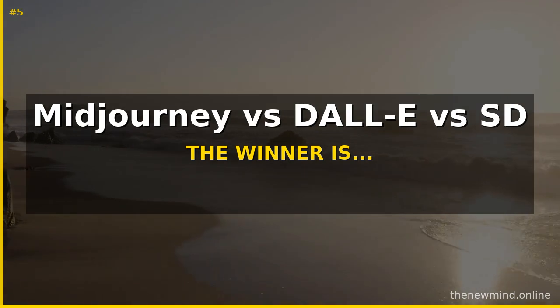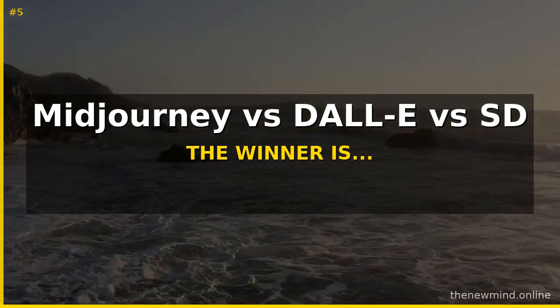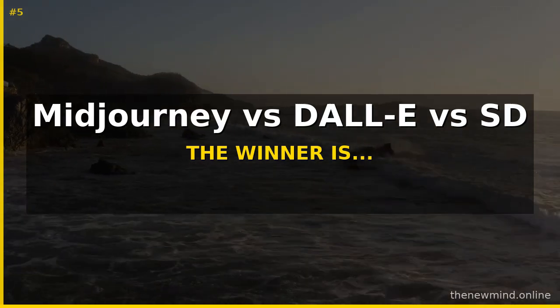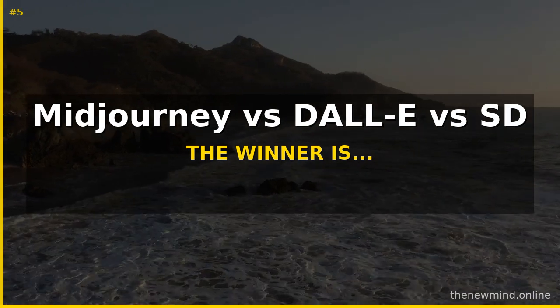For speed, DALL-E 3 through ChatGPT is fastest, about 4 seconds per image. Midjourney takes 15 to 30 seconds. Stable Diffusion local can be under a second if you have a decent GPU.